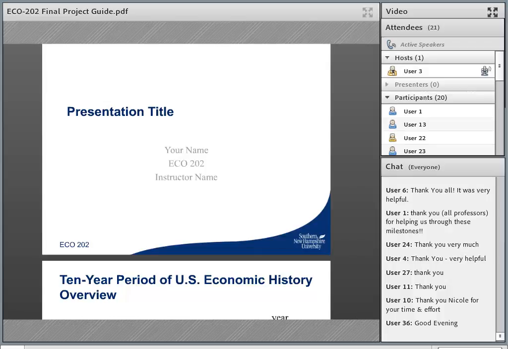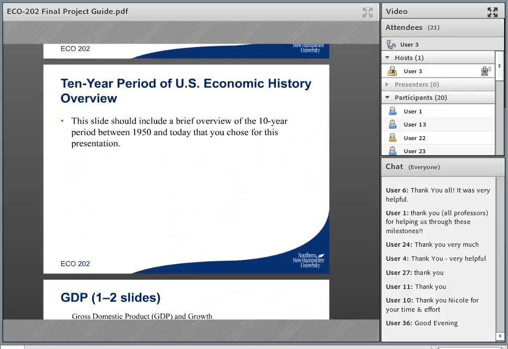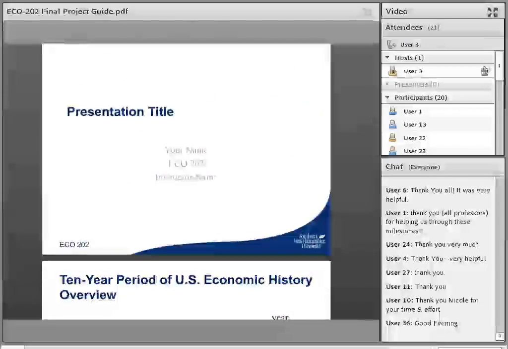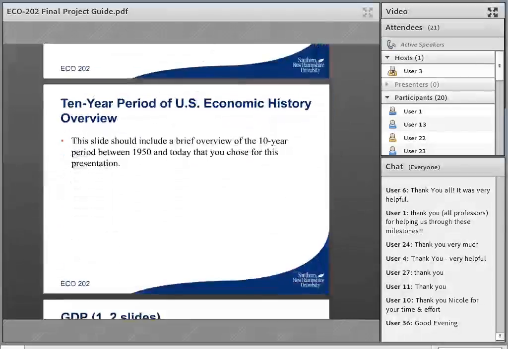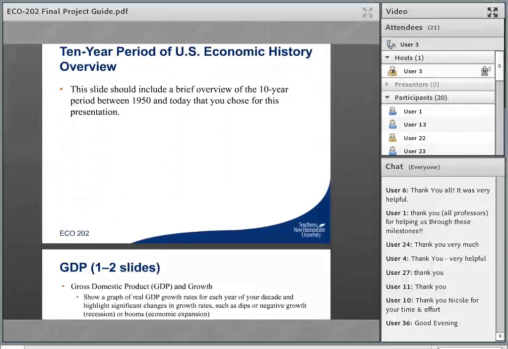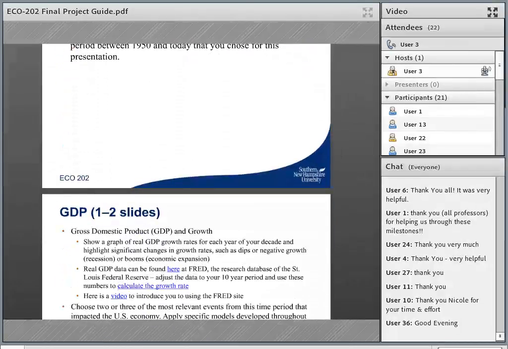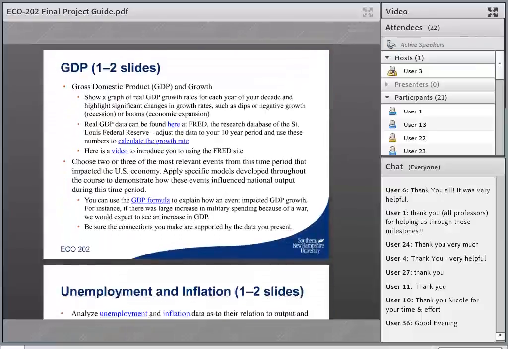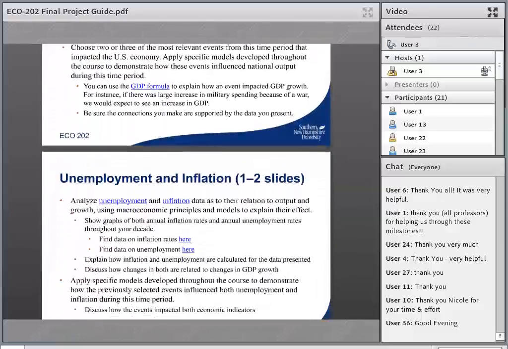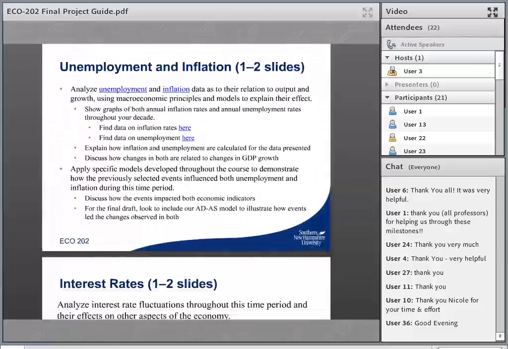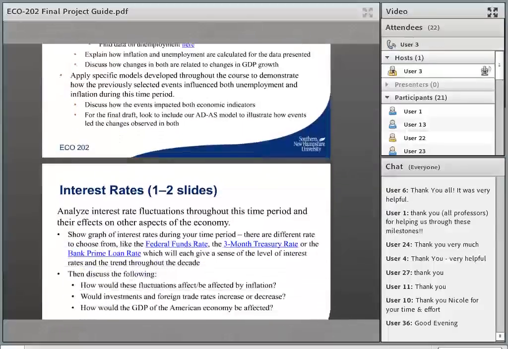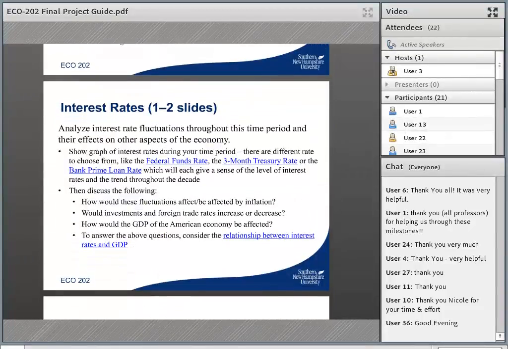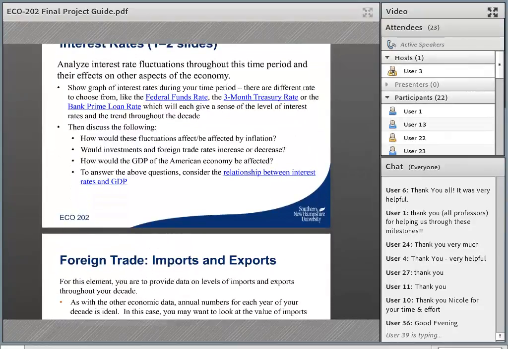So you'll have your title slide, and then the overview, which isn't directly aligned to a rubric element, but does inform the next ones. And then you'll recognize the stuff from milestone 1. GDP, probably a couple slides. And then unemployment and inflation, again, probably a couple slides. And then interest rates, 1 or 2 slides. And then here's where the first new slide comes in that you're going to add for the final project. And that's foreign trade and exports.